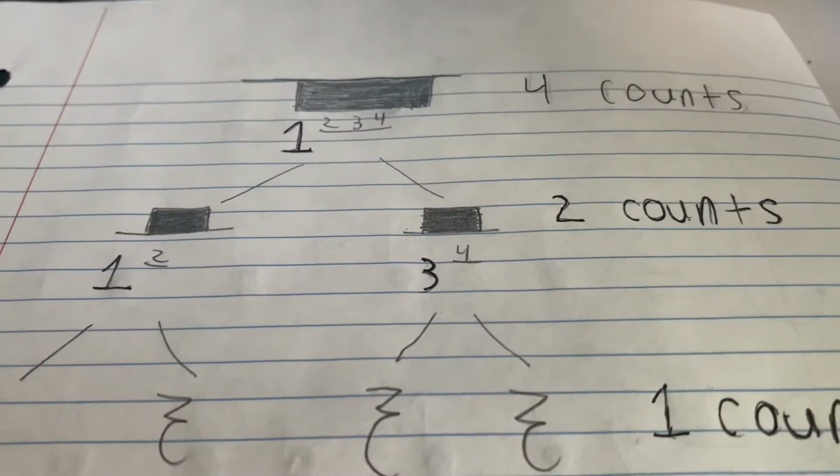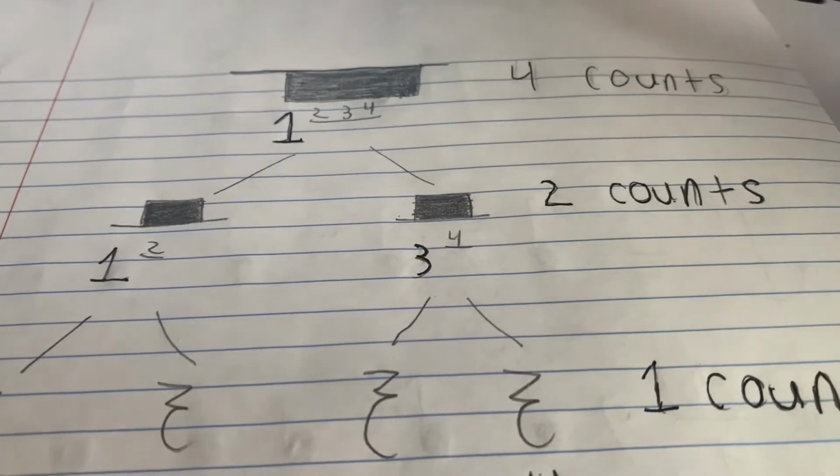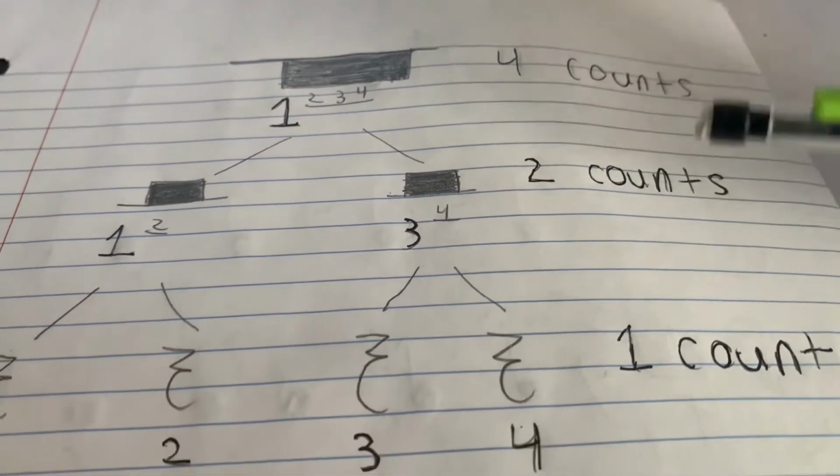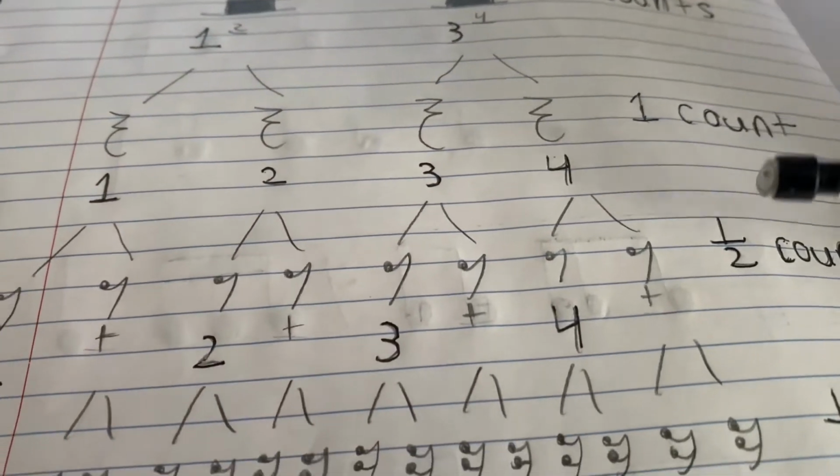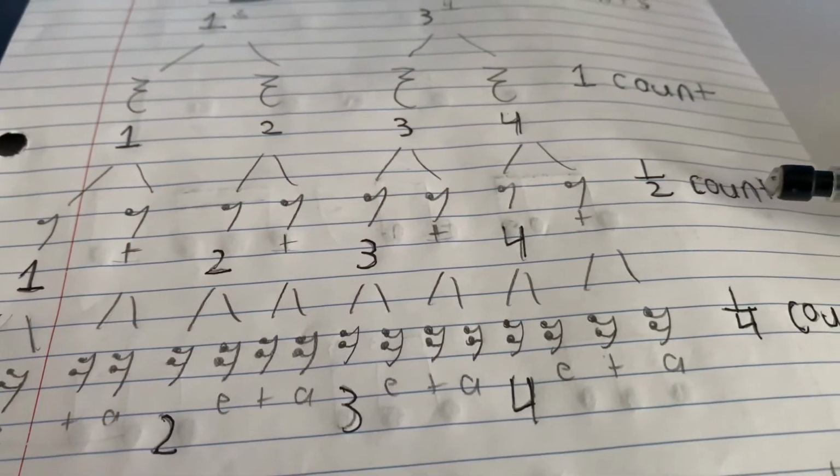The same thing can be said about rests. A whole rest receives 4 counts, a half rest receives 2, a quarter rest receives 1, and it keeps dividing into halves, just like before with the notes.